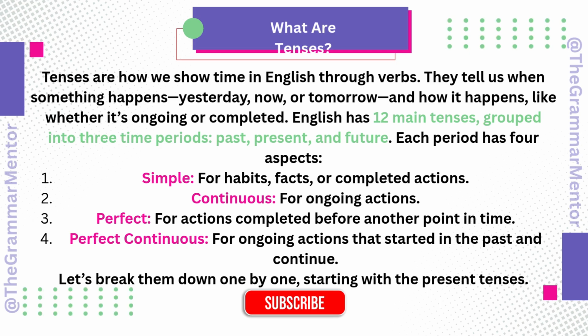Simple, for habits, facts, or completed actions. Continuous, for ongoing actions. Perfect, for actions completed before another point in time. Perfect continuous, for ongoing actions that started in the past and continue. Let's break them down one by one, starting with the present tenses.